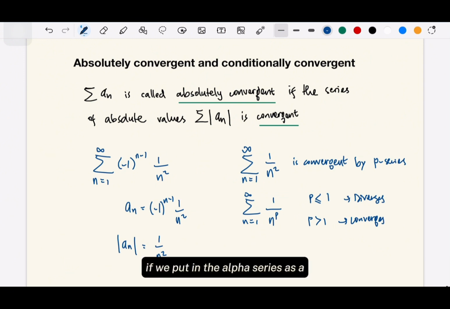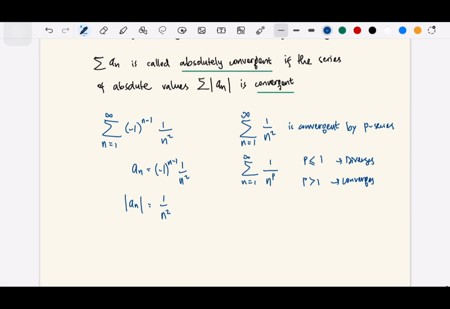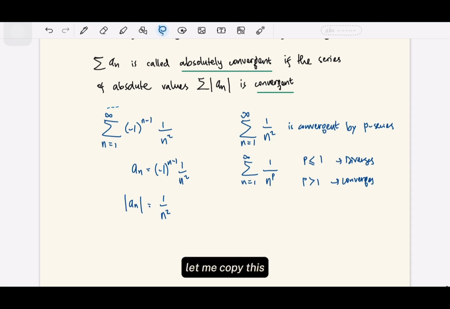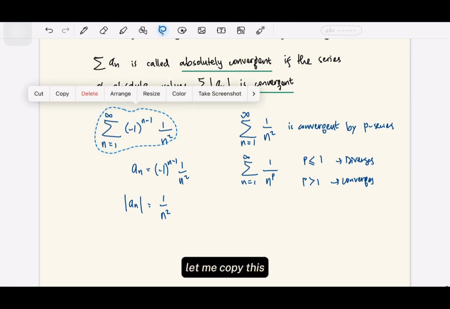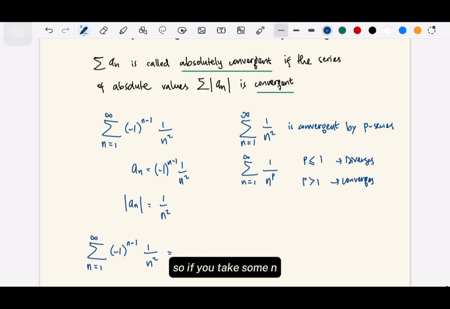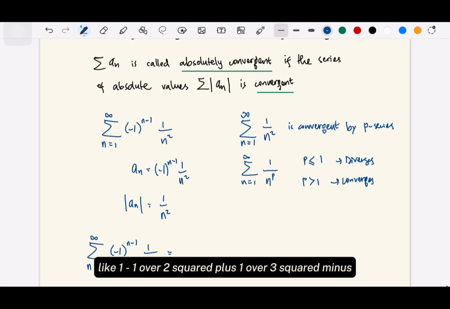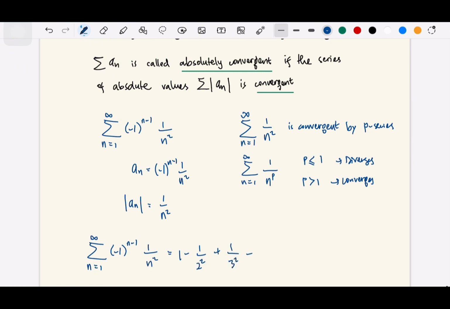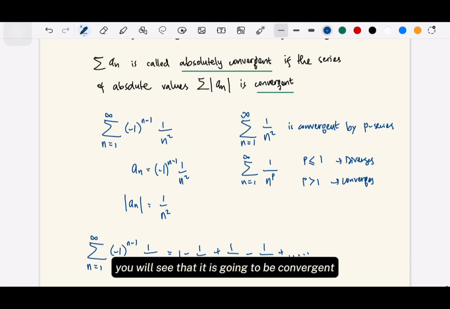If we put in the alternate series, let's say we take some terms, let me copy this. So if you take some n, like 1 minus 1 over 2 squared plus 1 over 3 squared minus 1 over 4 squared plus dot dot dot, you will see that it is going to be convergent.